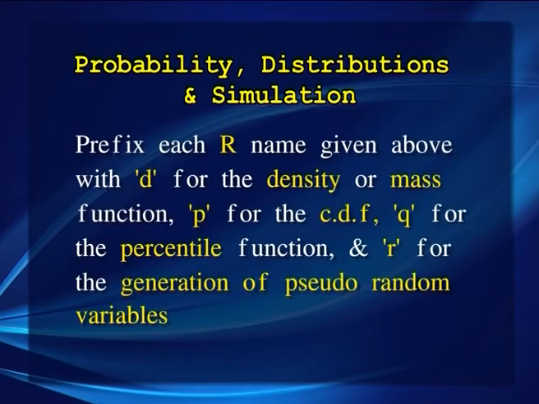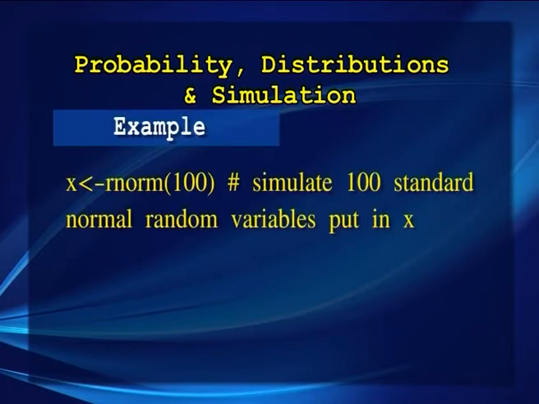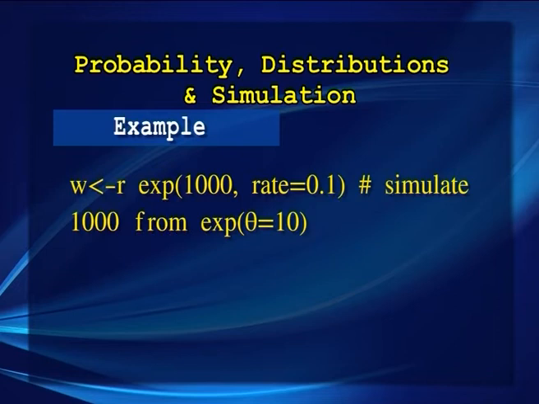Prefix each R name given above with d for the density or mass function, p for the CDF and q for the percentile function, and r for the generation of pseudo-random variables. We will see some examples. x <- rnorm(100). It simulates 100 standard normal random variables put in x. w <- rexp(1000, rate=0.1). It will simulate 1000 from exponential with theta is equal to 10.